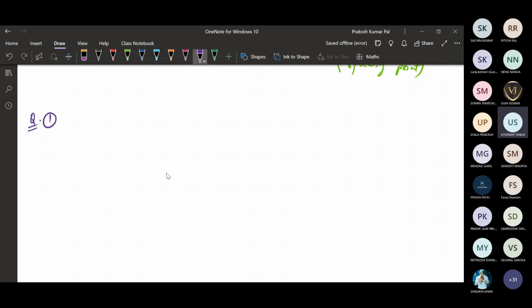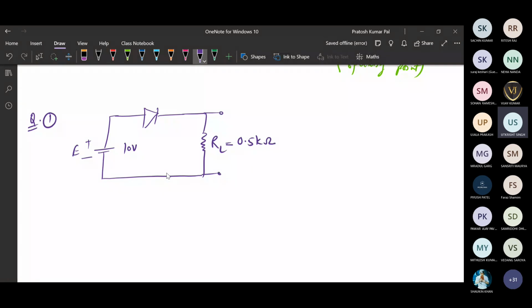Suppose we have a diode circuit having a voltage, say 10 volt, and a diode connected with a resistor, that is, a resistive load. This RL value is 0.5 kilo ohm. This is the output voltage.